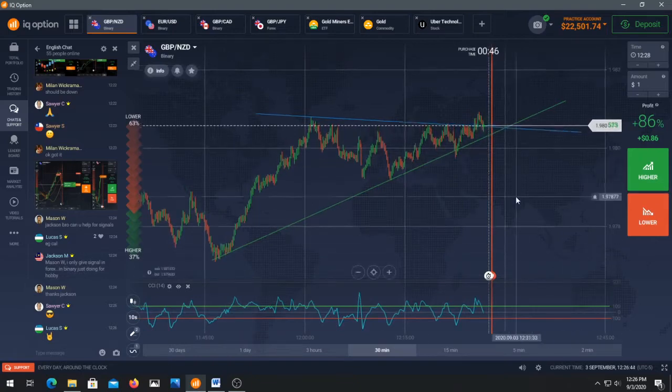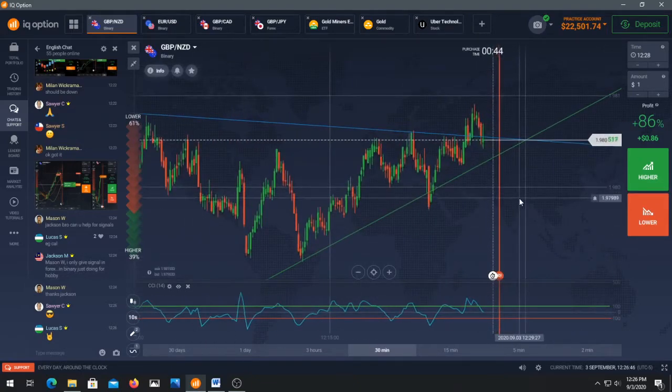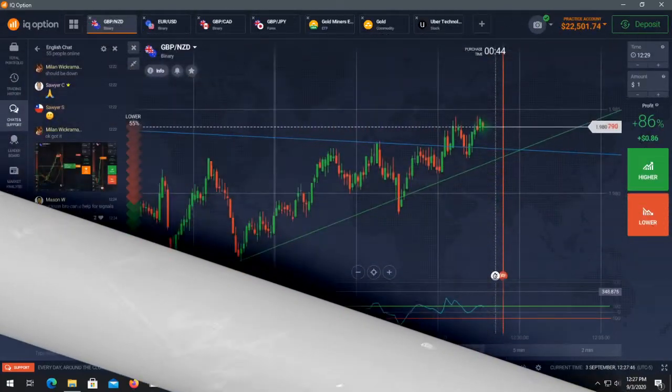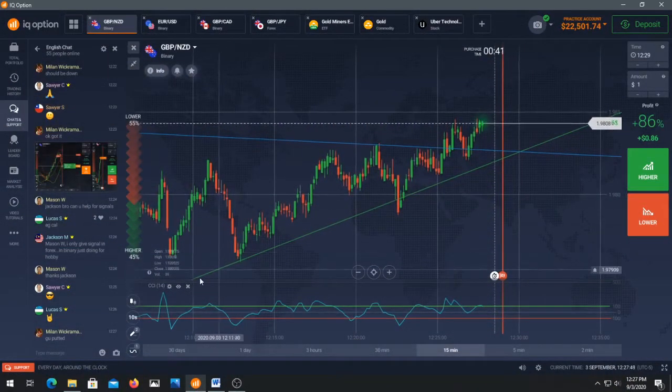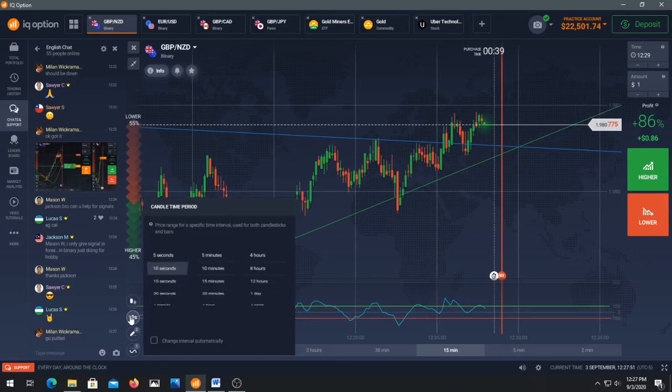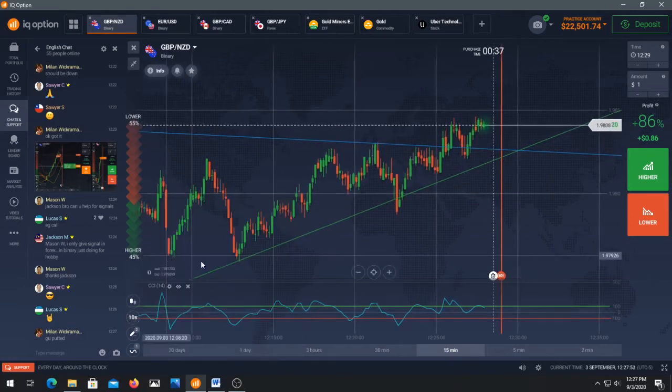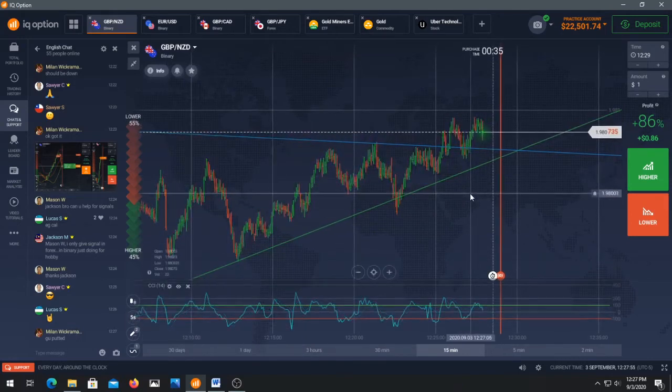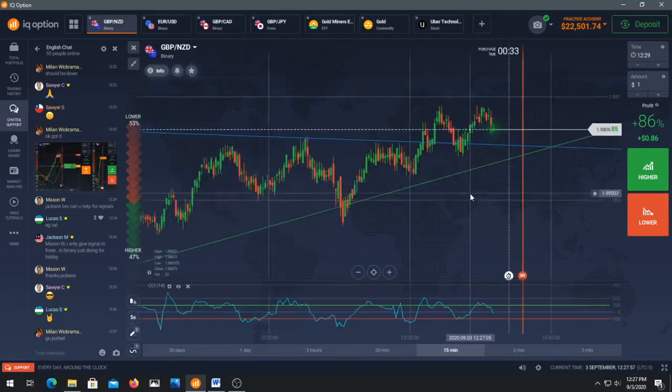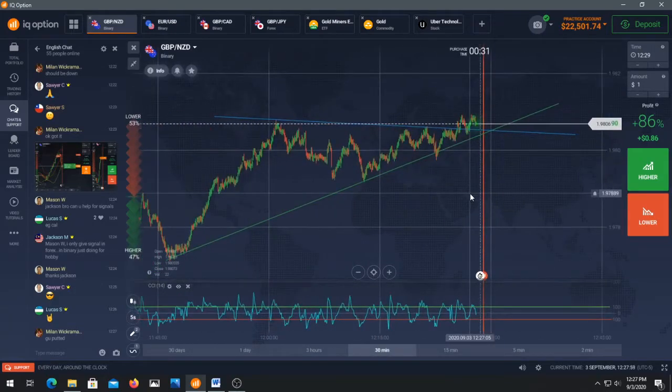Alright, let's go ahead now. Make this back up a little bit bigger. Now we're going to start looking at the trades. I'm just going to change my candlesticks time here to 5 seconds because I'll be trading on the 1 minute time frame. So just go back here.